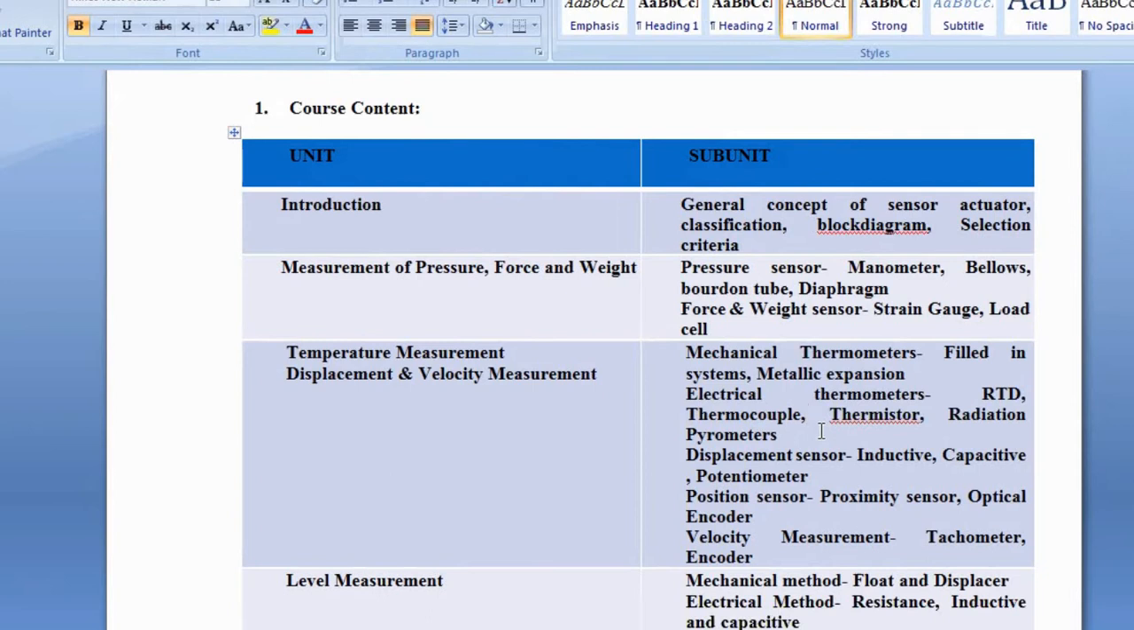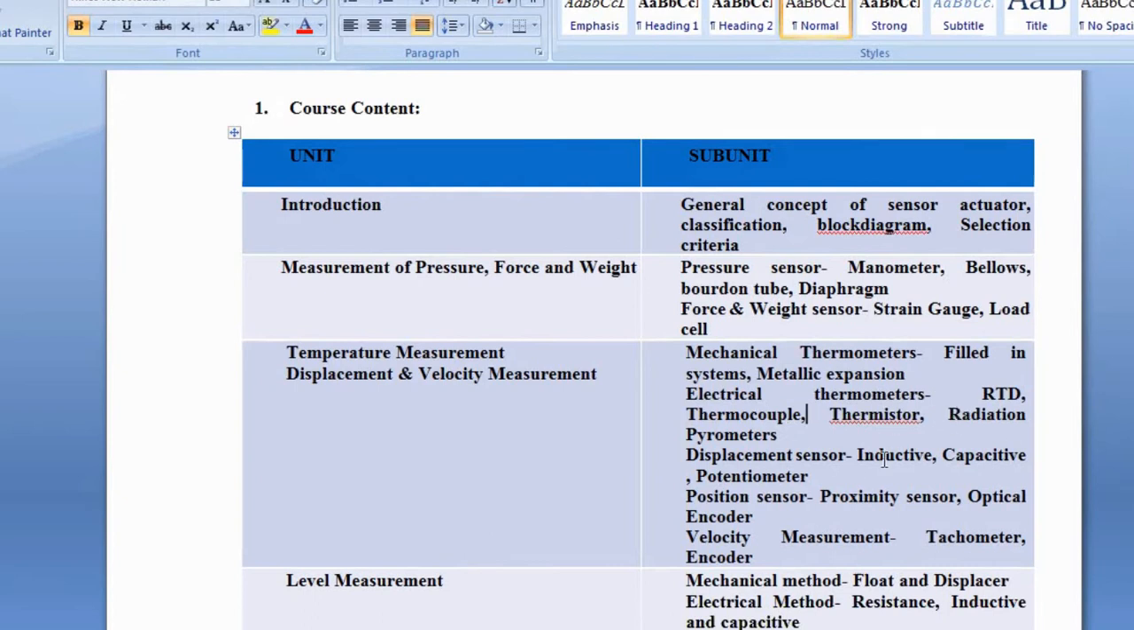Where RTD, thermocouple, and thermistors fail to operate, we measure the temperatures because the furnace temperature is more than 3,000 degrees Celsius, between 3,000 and 4,000 degrees Celsius. In that case, the pyrometer is used indirectly through optical radiation. You can go through the basic workings for your knowledge, as it is available in study materials, but it is not in your course.